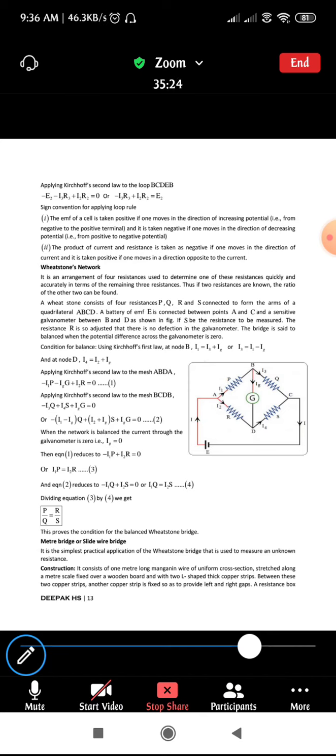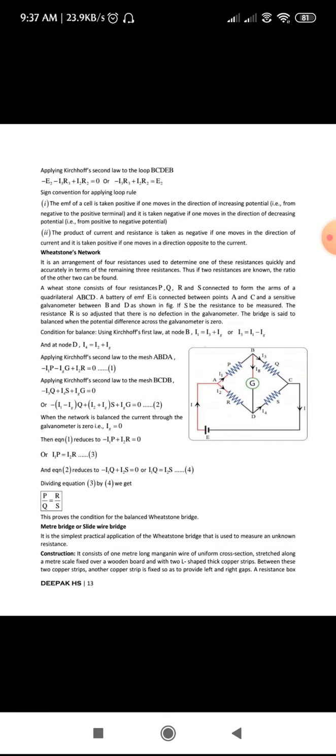And one thing about the sign convention, when you go through the different textbooks, suppose if you go through the NCERT, or the Dinesh, or Pradeep, in some of the books they have taken the sign conventions different, okay? So what I have taken is, as you know, when you are moving in the increasing potential, the E is taken as positive, right? Next, when you are going in the direction of decreasing potential, the E is taken as negative, correct? Next, the product of current and resistance is taken as negative when moving in the direction of current. Next, it is taken as opposite when we are moving in a direction opposite to that of the current. This is the sign convention I have used, okay?